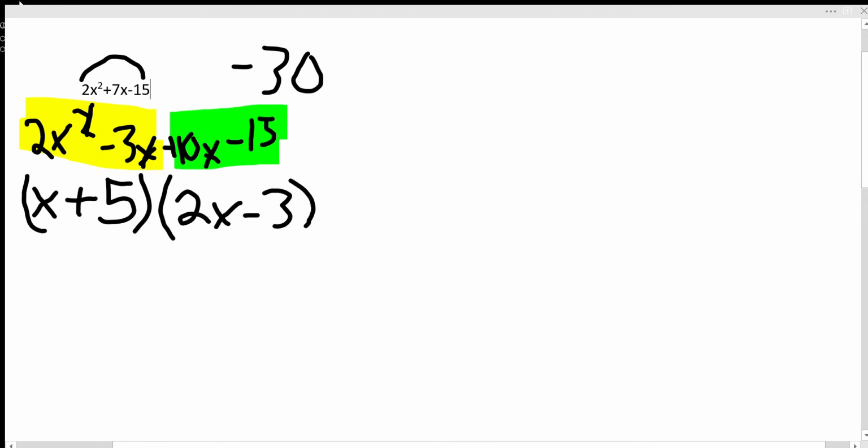Now you'll know that you've done this right if you get the same pair, 2x minus 3, when you factor the 5 out of this second pair of numbers. So when we factor 5 out of 10x, we're left with the 2x. And when we divide our negative 15 by our 5, we'll have a negative 3. So we can see we'll get 2x minus 3 for this second pair as well, which means that we've done this correctly. And this is our final answer.